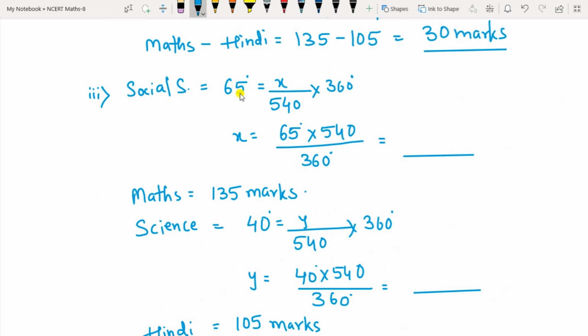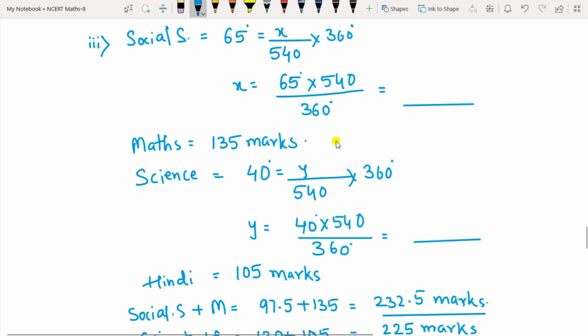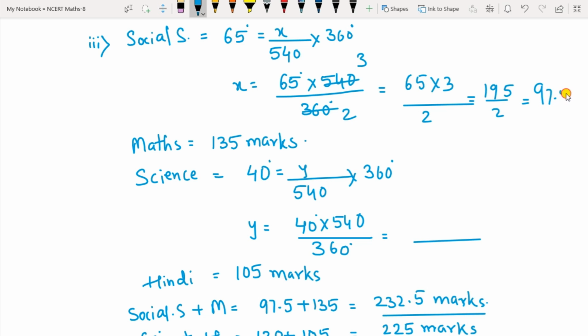in social. Again the same thing that we did earlier. So it is 65 in the pie chart. So 65 degrees equal to X upon 540 into 360. So on cancelling you will get it as 2 by 3 here. So this will be 2 and this will be 3 and no more cancellation. So 65 into 3 upon 2. So you get 3 5s are 15, 195 by 2, and 195 by 2 gives you 97.5 marks. Okay, that is for social science.